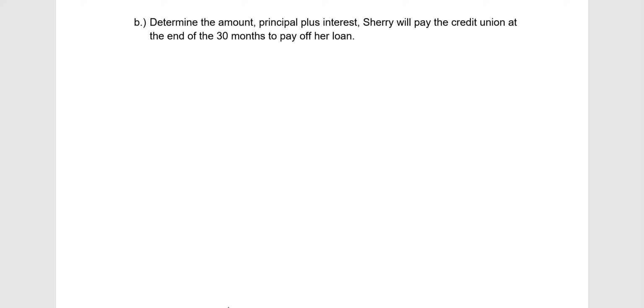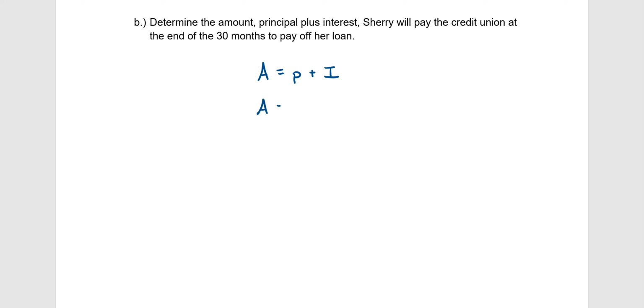The total amount that she needs to pay back is the principal, the amount that she borrowed, the $6,200, and she also needs to pay the interest. So the total amount is the principal plus the interest, and we actually know both of these.